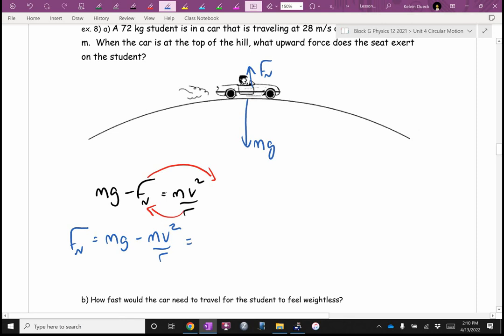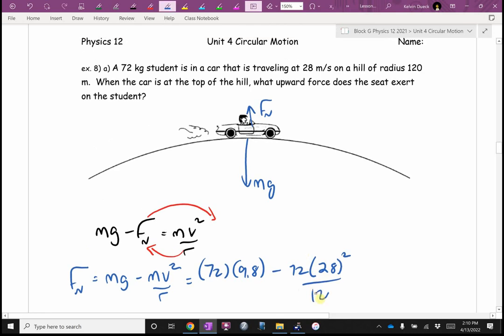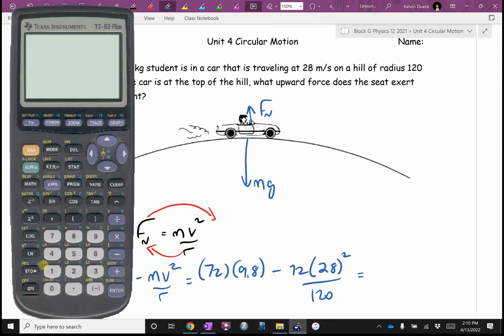Mason, what's the mass? 72, times g, minus 72, v 28, don't forget the squared, and the radius was 120. What do you got? 235.2. And again, just for giggles, I'll divide by 9.8.